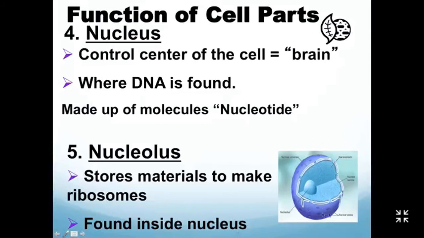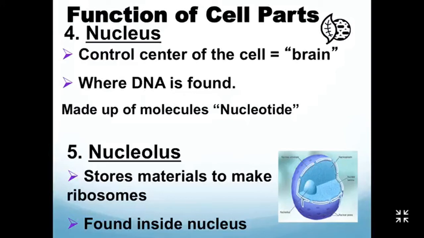This is where the nucleus is located, and it is surrounded by a double membrane, containing the nucleolus and also chromosomes. So the nucleolus and the chromosomes are found inside of the nucleus. Okay, the nucleolus is located inside the nucleus, and it stores materials to make ribosomes. It is found inside the cell, like what I've said.